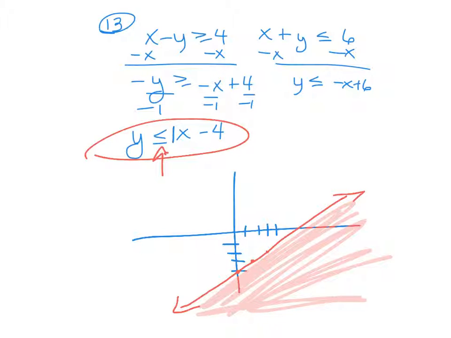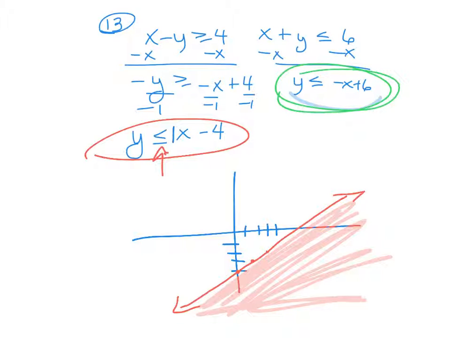Now, if this were 10-7 and you were only graphing 1, you'd be finished. However, this is lesson 10-8 where it's a system and we have to graph both, because my answer is the overlap where both of the shadings occur together. So I'm going to go ahead and graph this one. I'll do this one in green.